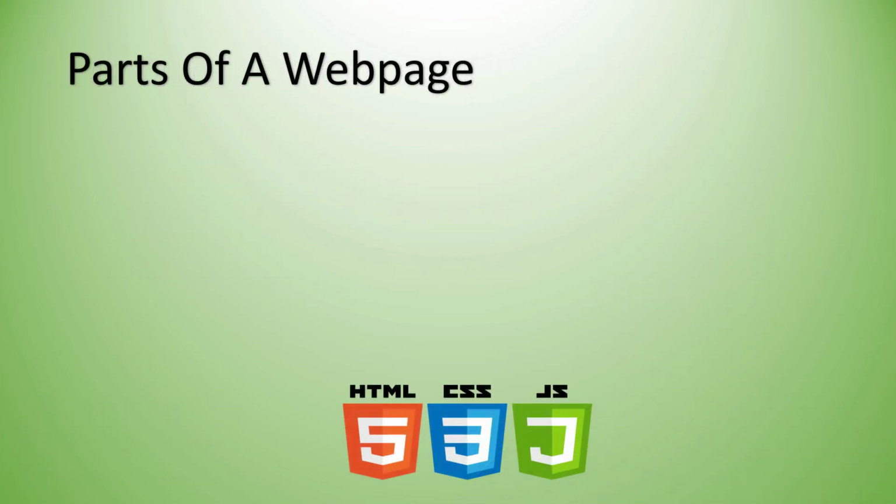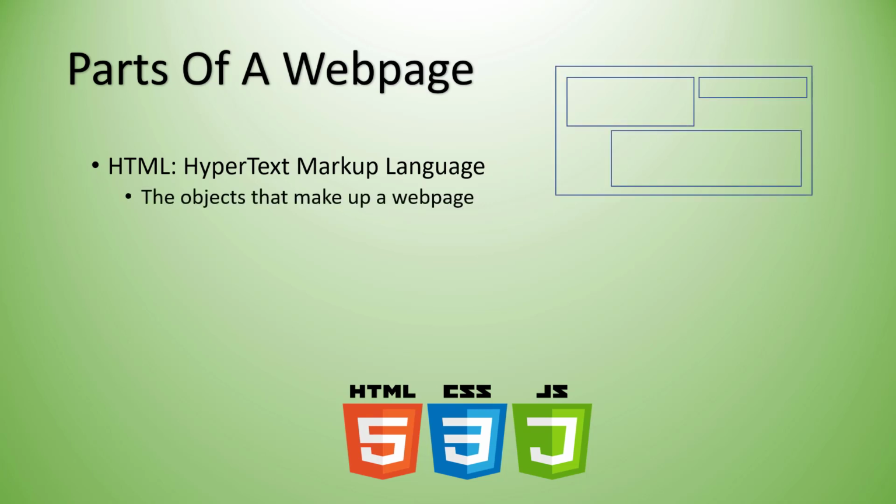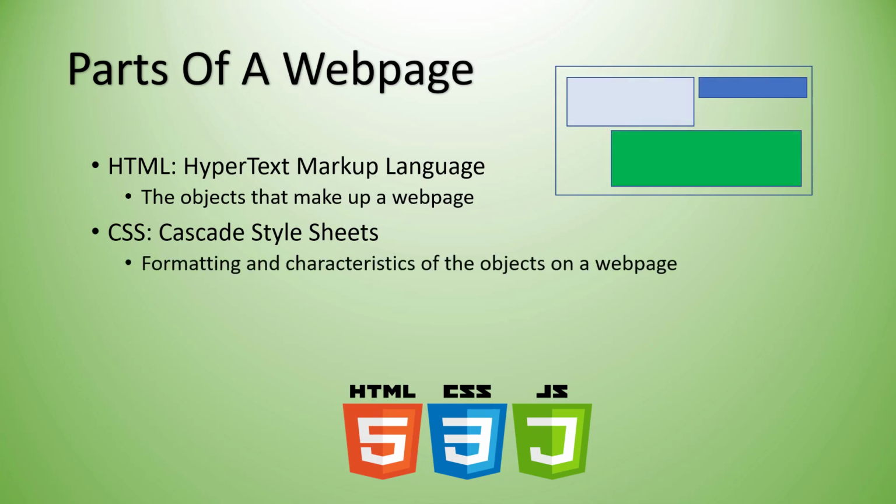So the parts of a web page are HTML, which stands for Hypertext Markup Language. And HTML is essentially the objects that make up a web page. Then we have CSS, which stands for Cascade Style Sheets. Now, Cascade Style Sheets are for formatting and characteristics of those objects that we created with HTML. These help to add things like color, size, and orientation of the different elements that make up the page.